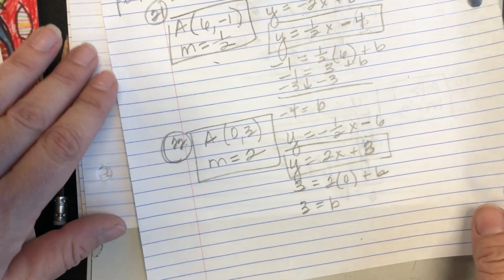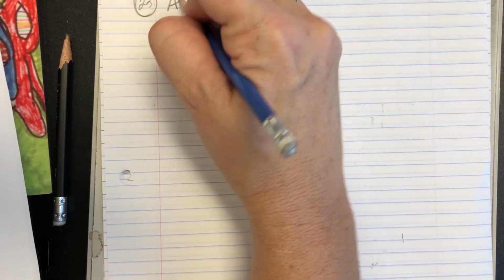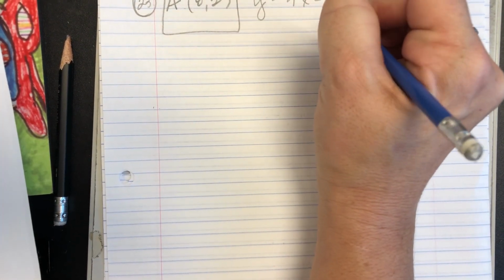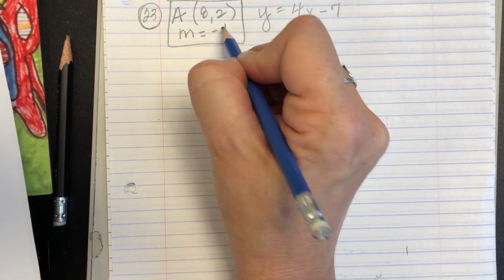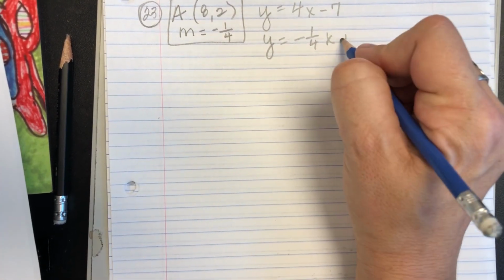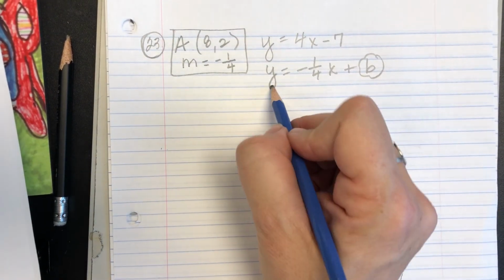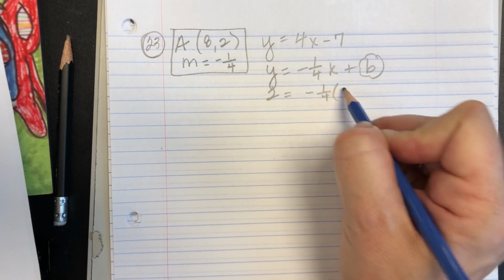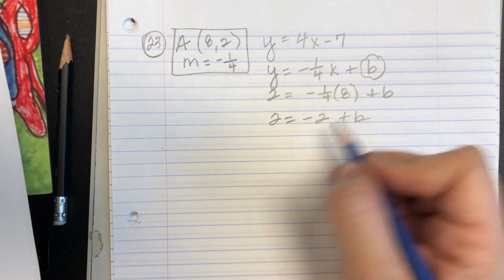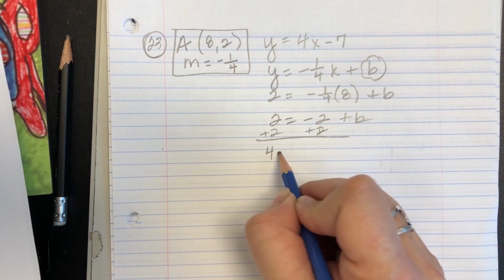23. For problem number 23, we have to go through point A and write an equation through point A that is perpendicular to y equals 4x minus 7. The opposite reciprocal of 4 is -1/4, so that's going to be my slope of the new line. y equals -1/4 x plus the missing b. I'm going to go look for my b value. y is 2, so 2 equals -1/4 of 8 plus b. 2 equals -1/4 times 8, which is -2, plus b. When I add 2 to both sides, I get that the b is 4.